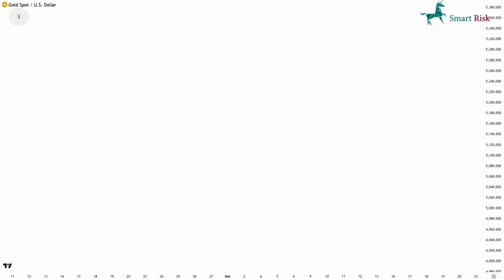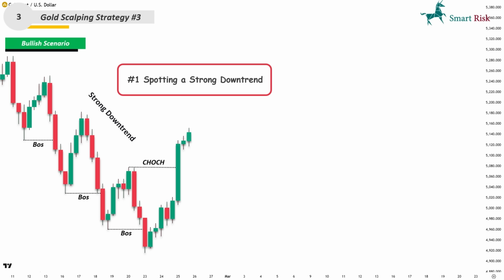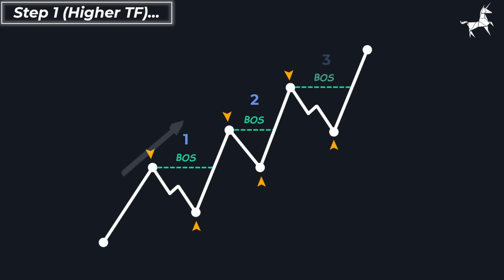Now, let's go step by step and see exactly how to apply it on the chart. The very first step is to analyze the higher time frame market structure and determine whether the price is currently in a strong uptrend or a strong downtrend. So, in a bullish scenario, the first thing you want to identify is a strong downtrend. To confirm a strong downtrend, price should form at least 3 consecutive bearish breaks of structure. On the other hand, to confirm a strong uptrend, price needs to form 3 consecutive bullish breaks of structure.